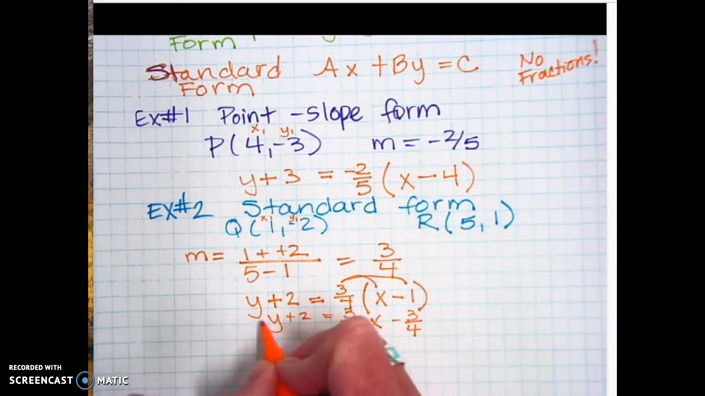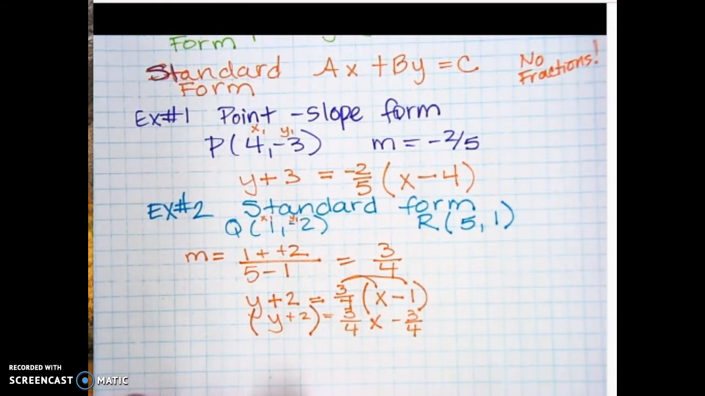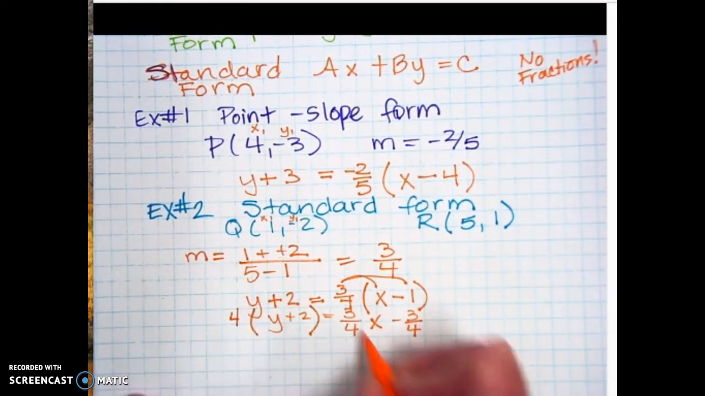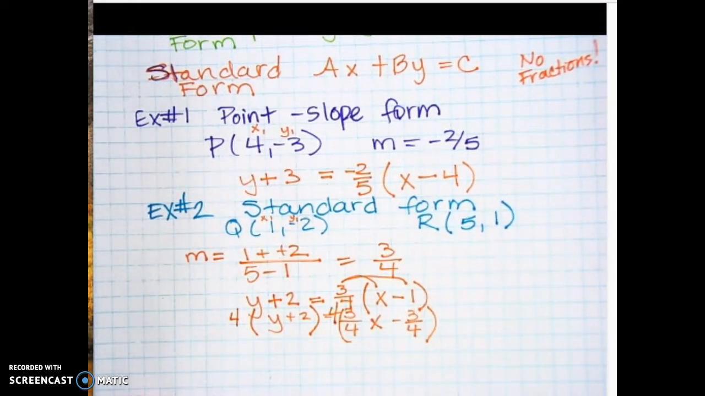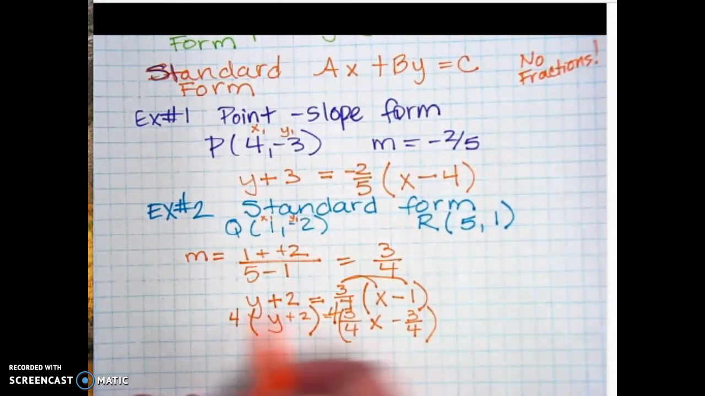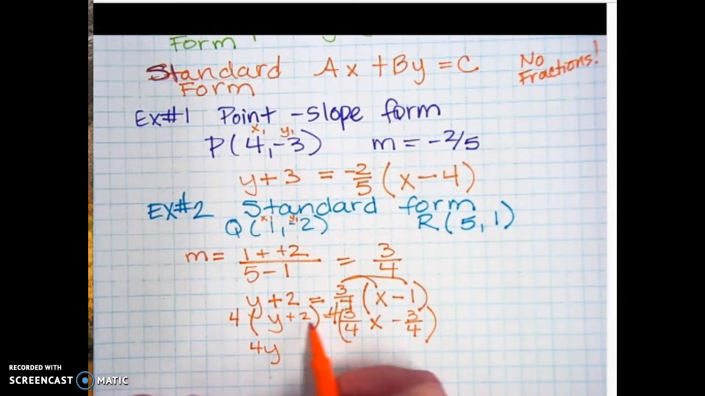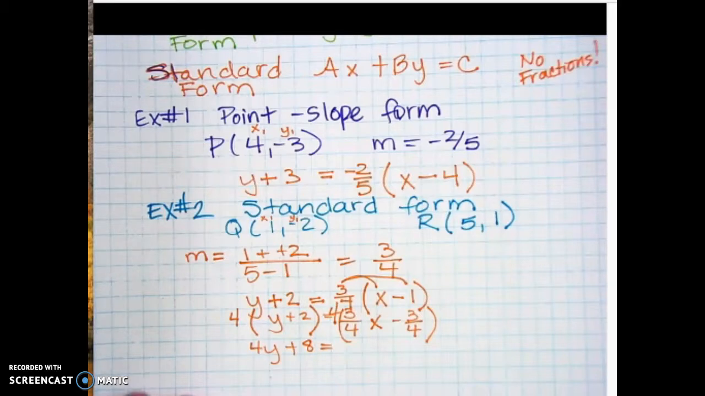Multiply by 4. So I need to multiply this whole side by 4, and I need to multiply this whole side by 4. On the left, I just need to distribute. So 4 times y is 4y, and 4 times 2 is 8. Left side's pretty easy. On the right side, the 4 is going to cancel with the denominator and leave us with 3x. And then the 4 is going to cancel with this denominator as well and leave us with minus 3.